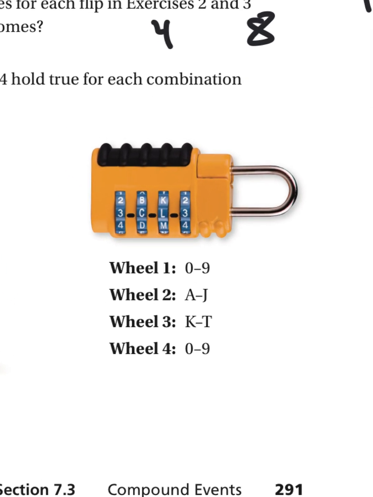All right, so same here. There were 10 numbers. A through J is 10 letters. K through T is another 10 letters. And then we have 10 here. So this one should have 10,000 outcomes.